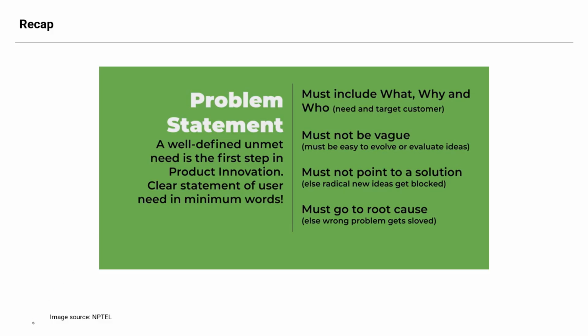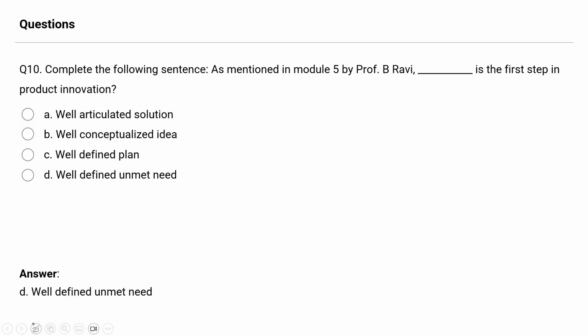So it clearly states, now if you see, we have already shown these images many times. A well-defined unmet need is the first step in product innovation. A clear statement of user need in minimum words. So naturally the answer would be well-defined unmet need. So very well done by one of our learners. The correct answer is well-defined unmet need. Well done, very well done.